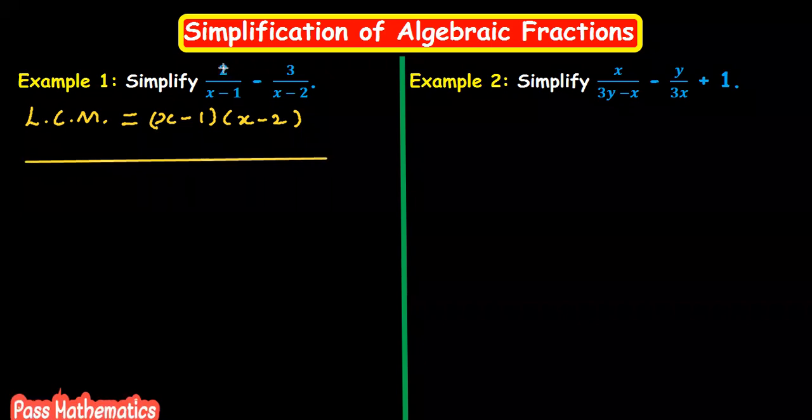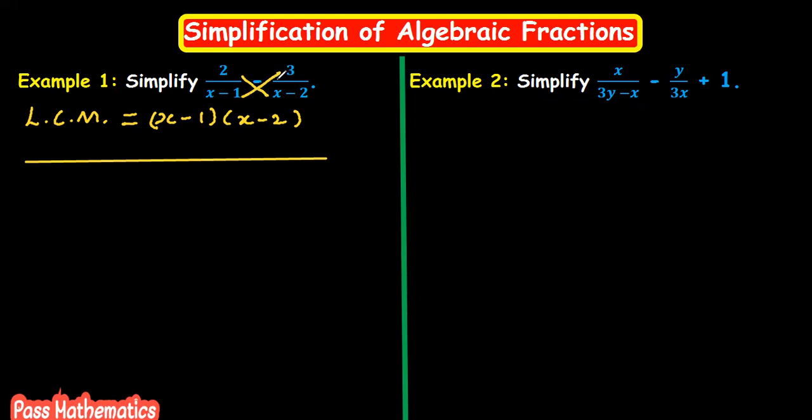And then we look at the numerator. The numerator here is 2 and the denominator here is 3. So what we are going to do is what we call cross multiply, or cross multiplication, like this. This multiplies this, and this will also multiply this. So it's going to be written as 2 in brackets x minus 2, and then we have our negative sign, 3 brackets x minus 1, and then we close the bracket.